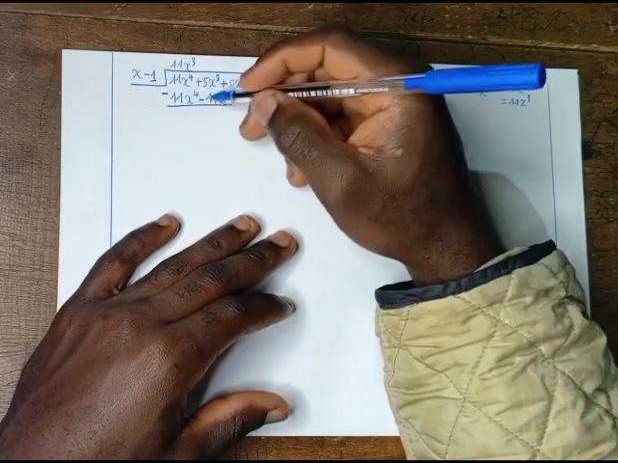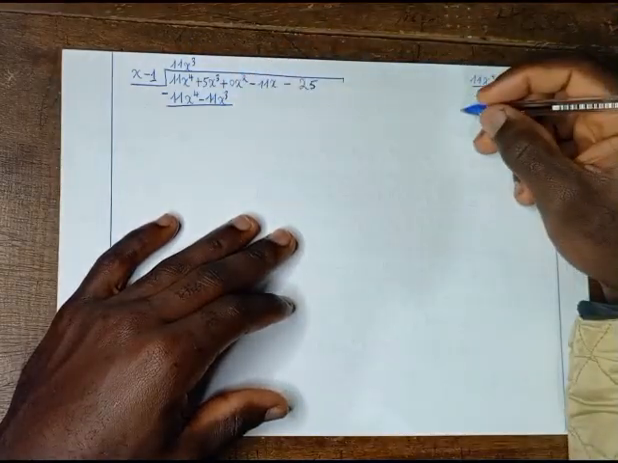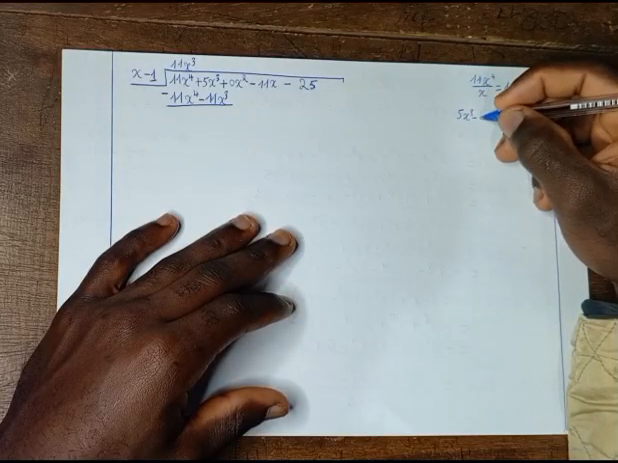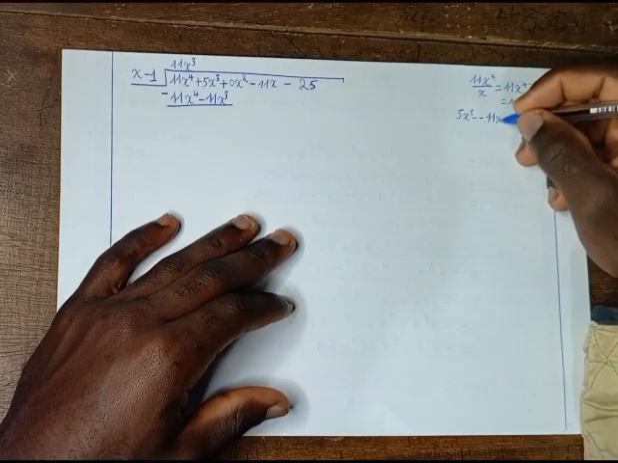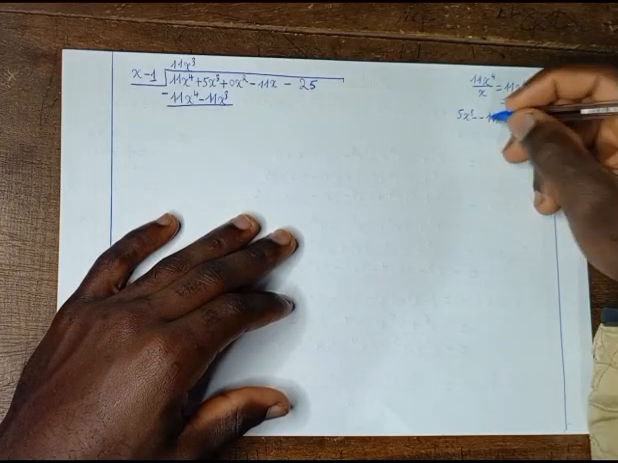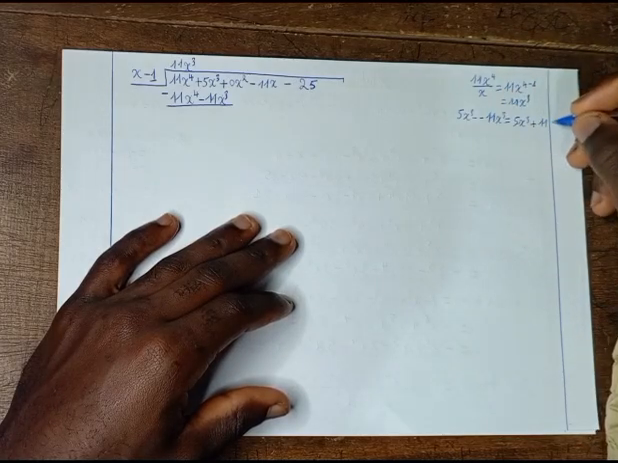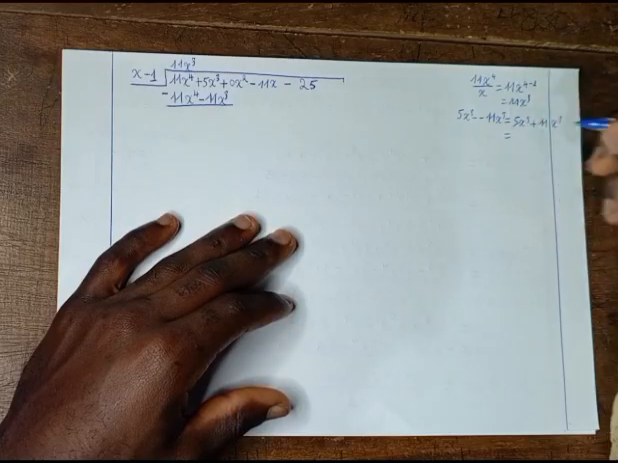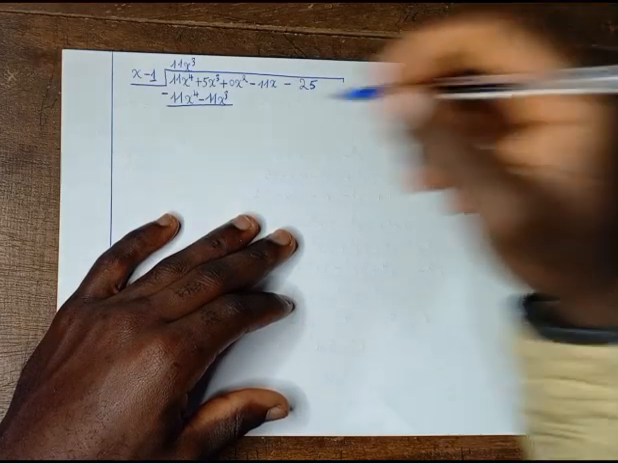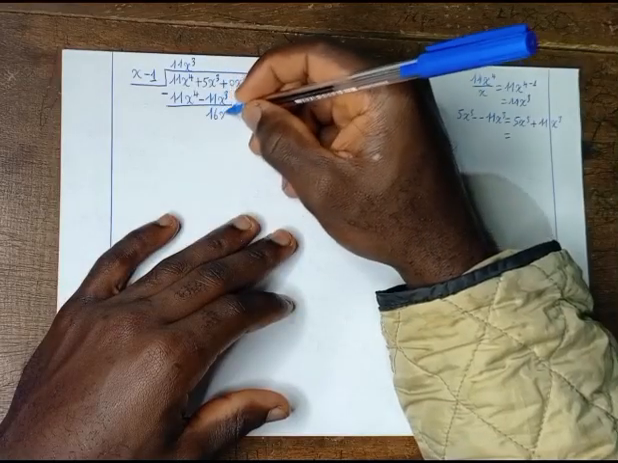5x cubed minus negative 11x cubed. This will simply be the same as 5x cubed, negative negative becomes positive, plus 11x cubed. This will simply be equal to, 5 plus 11 gives us 16. This will give us 16x cubed.